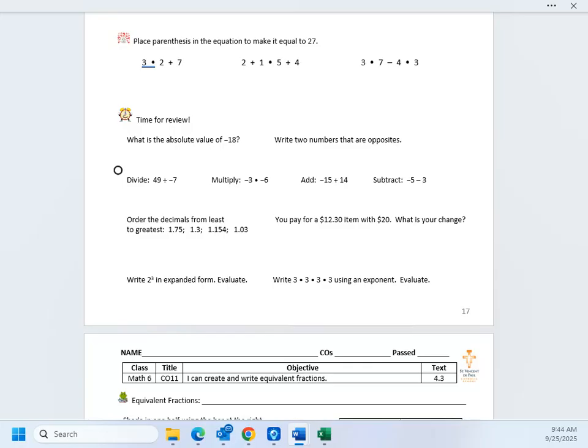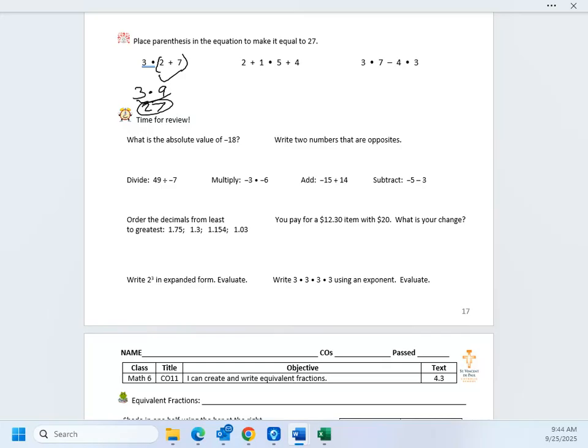What do you think? 2 + 7. If I put my parentheses here, I know I have to add my 2 + 7 first, because I always do parentheses first. So 2 + 7 is 9. I bring down 3 times 9. Oh my goodness, look at that. 3 times 9 is 27.